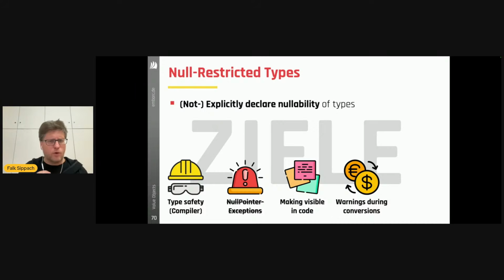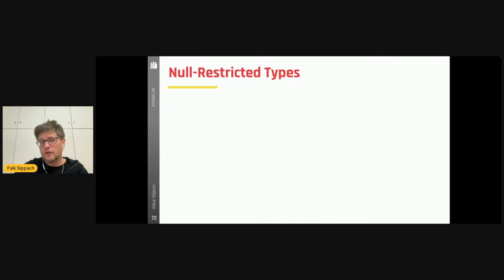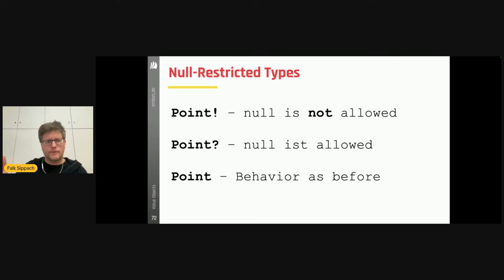And there could be warnings during conversions, like in generics in Java, which we already have since Java 5. And of course, it has to be interoperable with legacy code. And the solution could look like this one. And some of you already know Kotlin. And in Kotlin, there are some similar concepts.